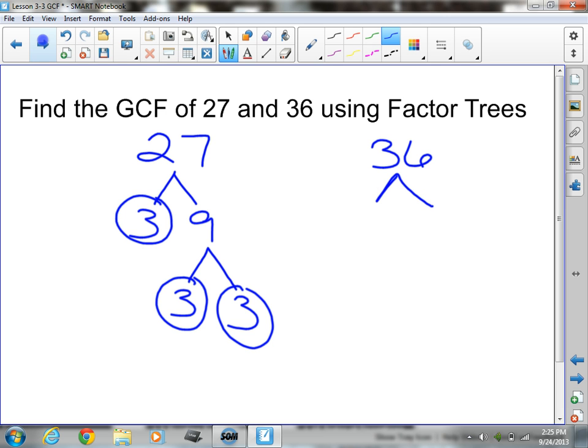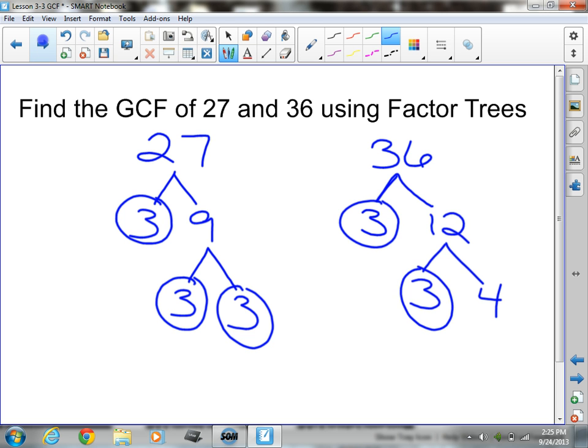What times what is 36? 3 times 12 is 36. Circle the prime number. 3 times 4 is 12, and 3 is a prime number, so I'm circling it. 4 is not a prime number because 2 times 2 is 4. Now 2 is a prime number, so I'm going to circle those together.